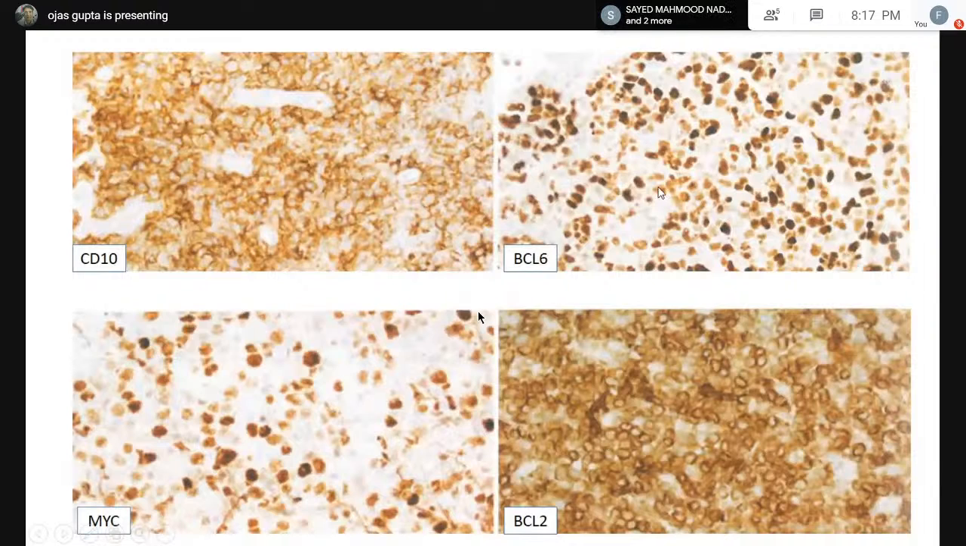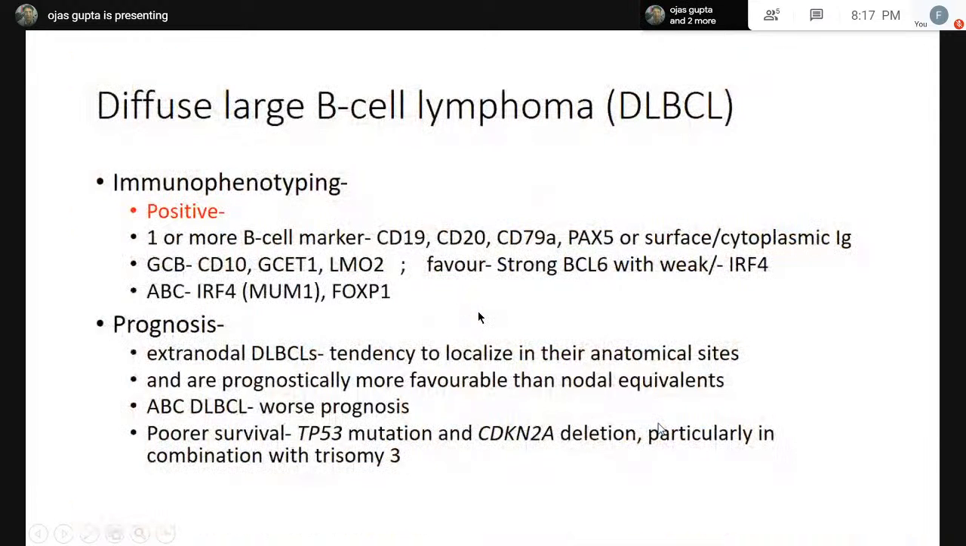So this is the other subtypes. This is CD10 and BCL6. We know that these two are germinal center markers. So these neoplastic cells can be positive for these two immunophenotypes. And in case of double hit lymphomas, they will be positive for MYC and BCL2.